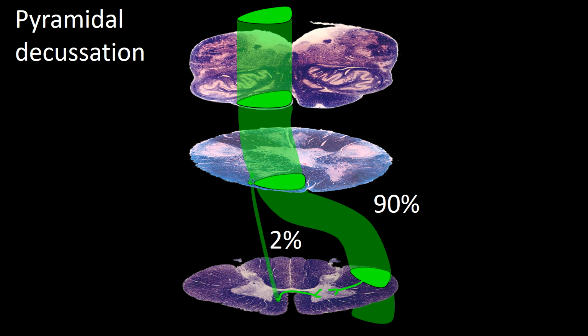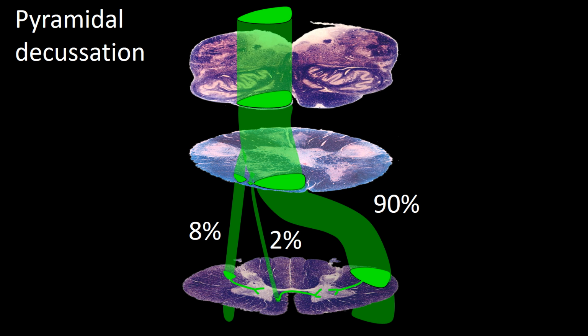2% do not cross and go ipsilaterally to reach the anterior segment of the spinal cord, but ultimately cross to the other side. 8% do not cross and go to the ipsilateral funiculus, that is to the ipsilateral lateral funiculus, and make contact with neurons in the same side.